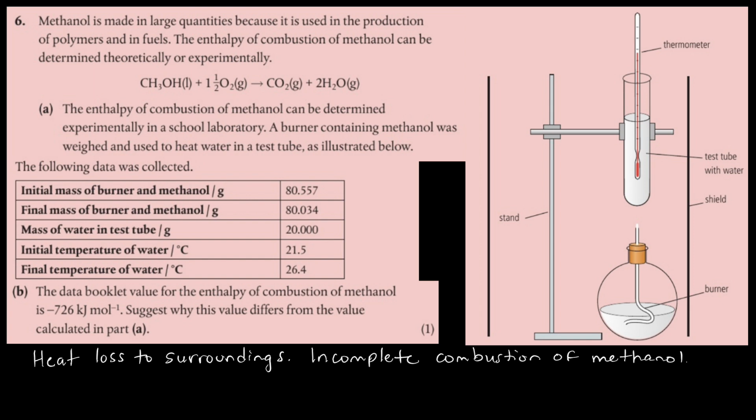Another factor would be incomplete combustion of methanol. In that experiment, the incomplete combustion would produce carbon monoxide and soot, which would collect at the bottom of that test tube. The result would be less energy being released compared to complete combustion, which would again lower your value for enthalpy change of combustion. The final thing I would explain would be the heat absorbed by the equipment. The beaker or the test tube is going to absorb some of the heat, which is not accounted for in your calculations.